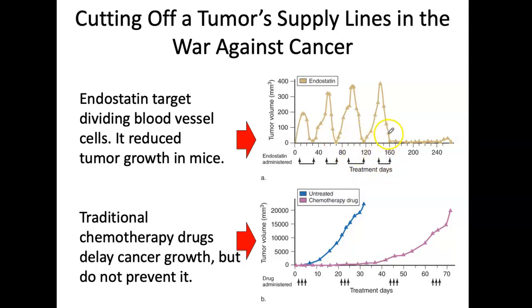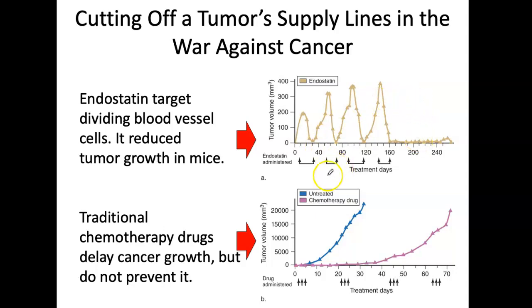And after about 4 of these, this was done in mice, that tumor failed to grow. The tumor volume stayed low because there was no angiogenesis happening. So this seemed to show a lot of promise in cancer research.